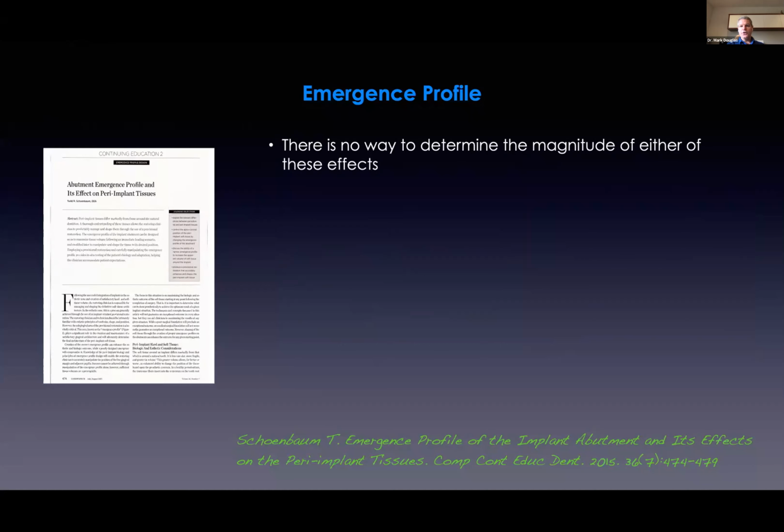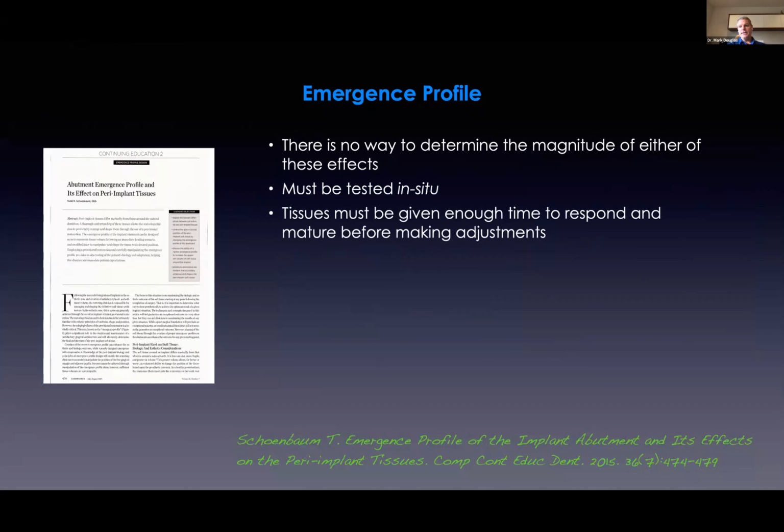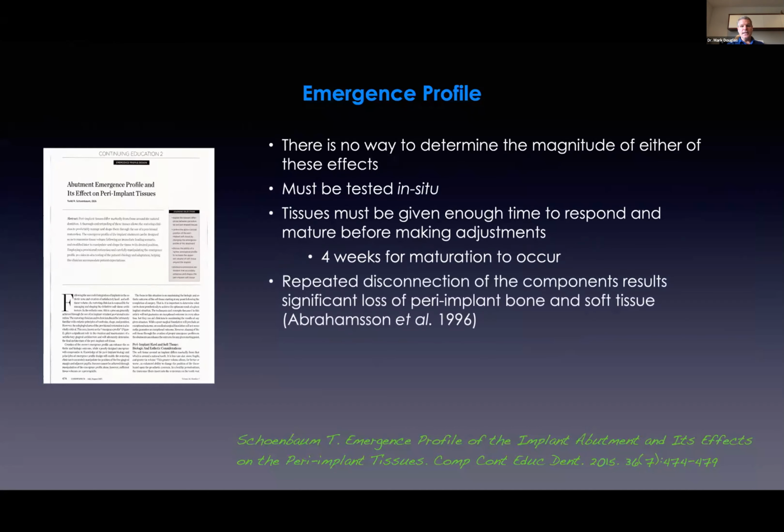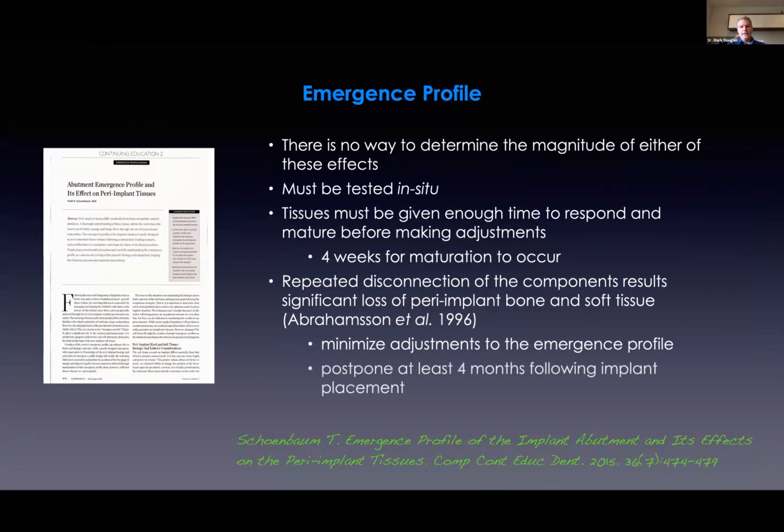So there's no way to determine the magnitude of either of these effects. It must be tested in situ. Tissues must be given enough time to respond and mature before making adjustments. So you need 4 weeks for maturation to occur, 4 to 6 weeks. A repeated disconnection of the components results in significant loss of peri-implant bone and soft tissues. Those were the Abrahamsson studies in dogs that we just reviewed. So you want to minimize adjustments to the emergence profile, and you want to postpone at least 4 months following implant placement.